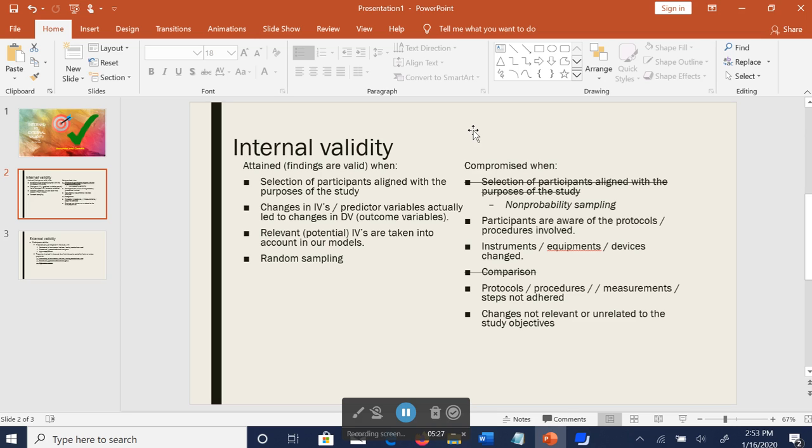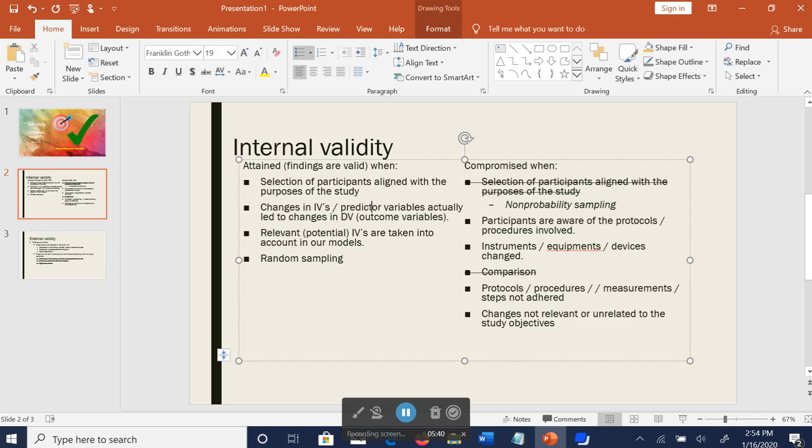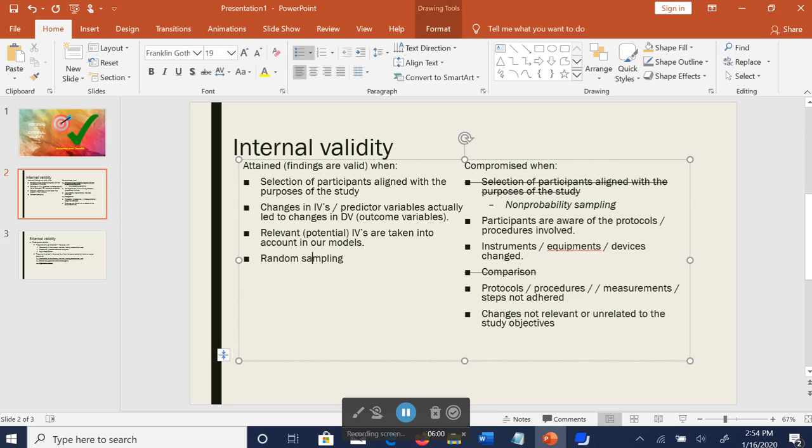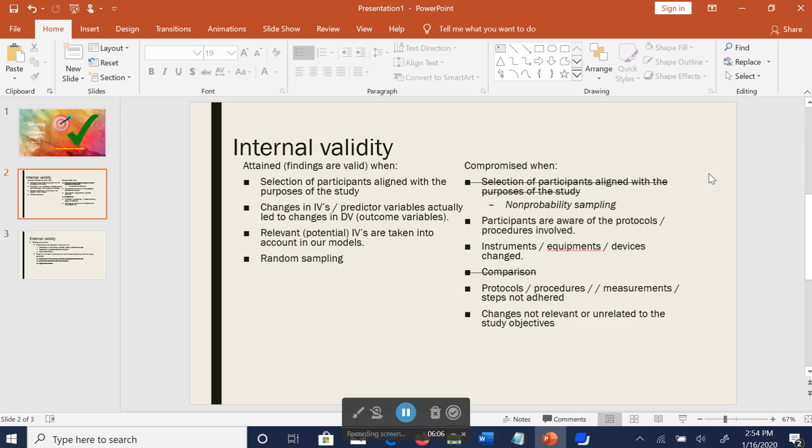So, we often say that internal validity can be attained when our findings are valid due to each of these criteria. All these criteria may not have to happen concurrently. And sometimes internal validity can also be compromised. Internal validity can be compromised when it's not possible to conduct a random sample from our target population. And because of that, we have to resort to non-probability sampling when that happens.